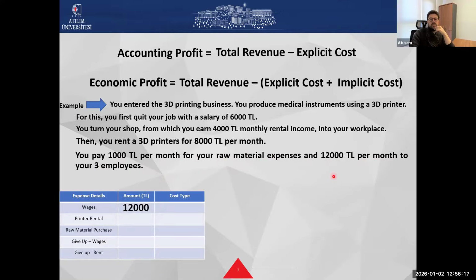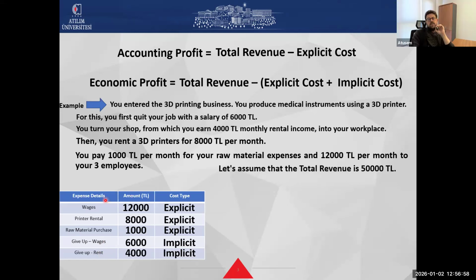I'm going to give 12,000 Turkish lira to the employees. So this is wage expense, and this is explicit cost. Printer rental, again explicit cost, 8,000. Raw material purchases, where is that? That one, 1,000. Give up wages, 6,000. Give up rent, 4,000. So the first 3 of them are explicit. Then the last 2 of them are implicit cost because they are related to opportunity cost.